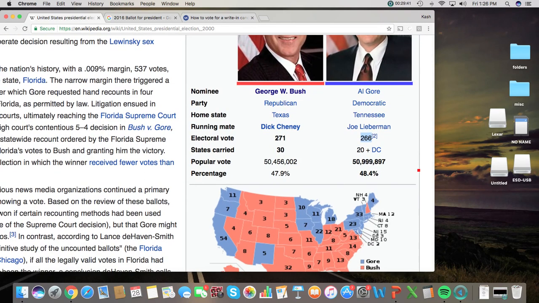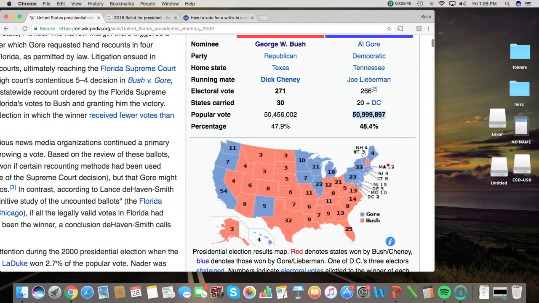Now, you can see here that Al Gore won the popular vote, but he didn't win the right collection of states. Look. Does anyone know which state it came down to? Which state provided the most controversy? If you guessed Florida, you're right. It all came down to Florida.